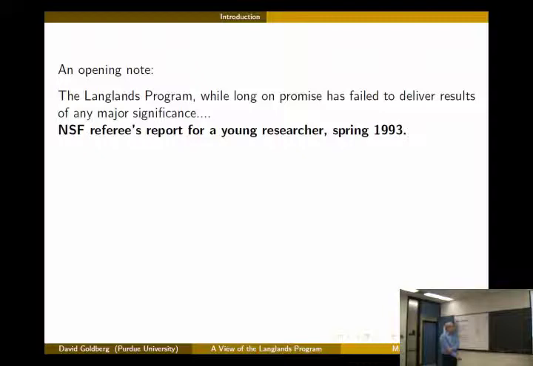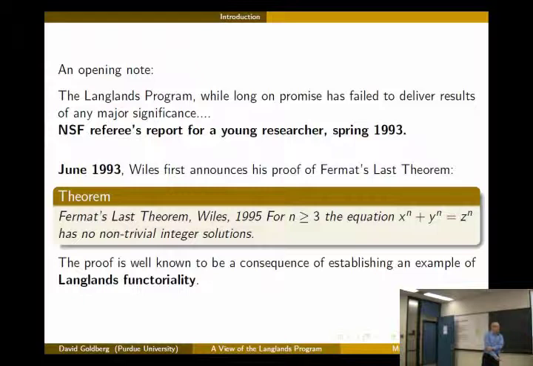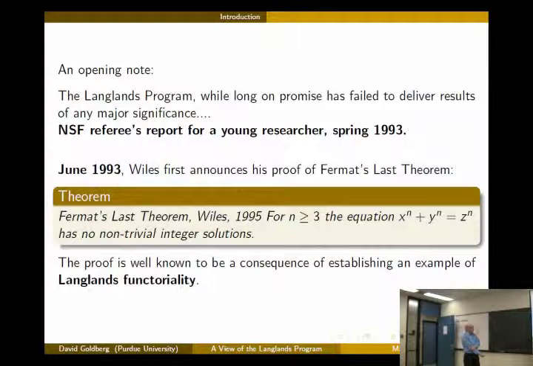So in June 1993, a couple months later, Wiles first announces that he proved Fermat's theorem. And we're all familiar with Fermat's theorem, that the equation x^n + y^n = z^n has no non-trivial integer solutions when n is 3 or larger. And that had obviously been out there as one of the big problems to be solved for over 350 years.